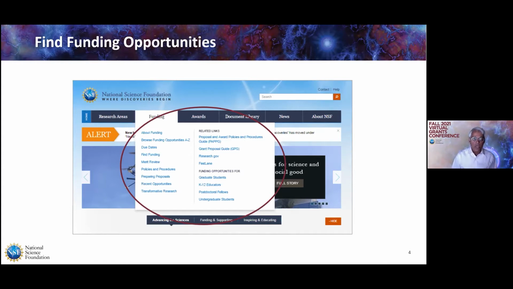So if you go to the NSF website and click on the word funding up top, you'll see this page that you see on the screen here, which, as you can see, has links to browsing funding opportunities, finding them by due dates, and also doing keyword searches for what specific opportunities that you want to find. Next slide, please.